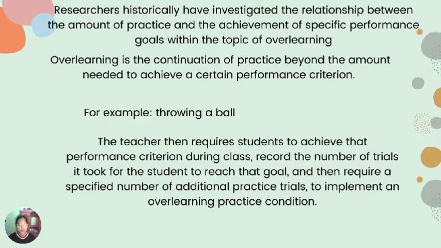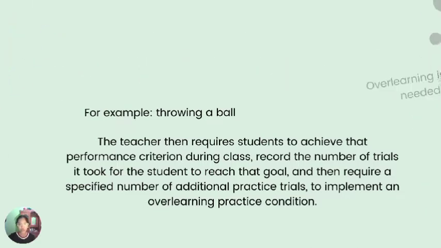So during class they practice throwing a ball. Then they record how many trials they did. And after they achieve the goal, the teacher still requires a specified number of additional practice trials. It means they continue practicing. So that is an example of overlearning.